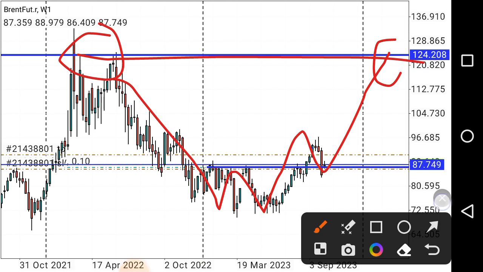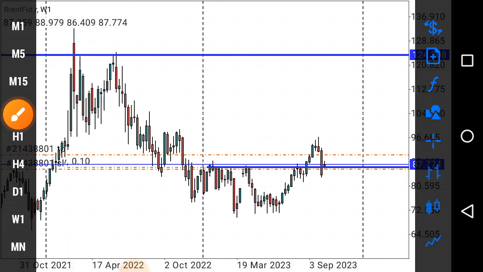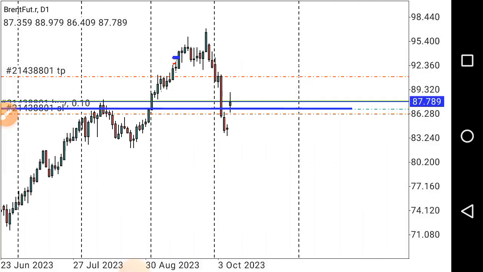What else do we see, guys, on the weekly chart of Brent futures? At this point I don't see much. Let's head down to the daily chart and see what's happening down there.